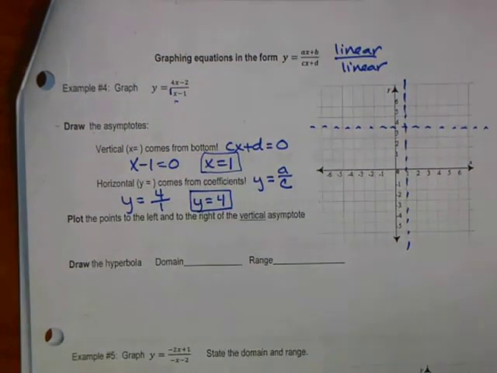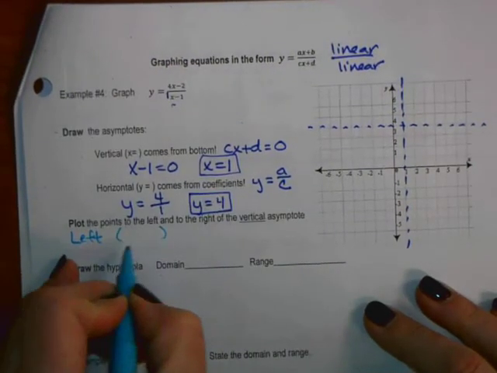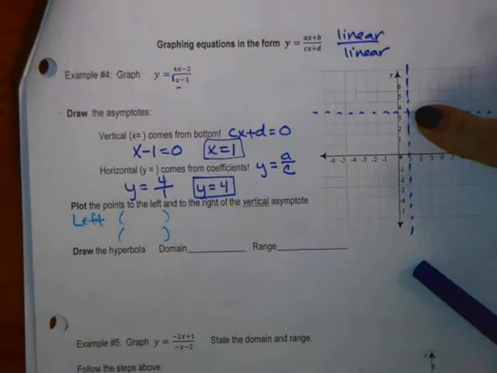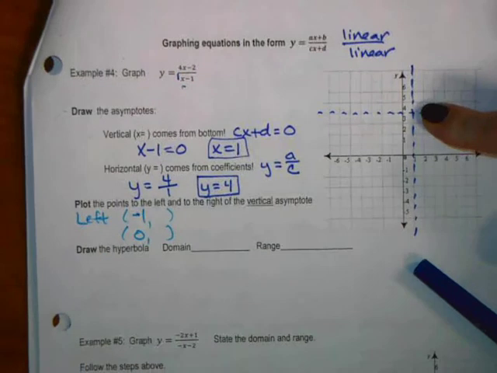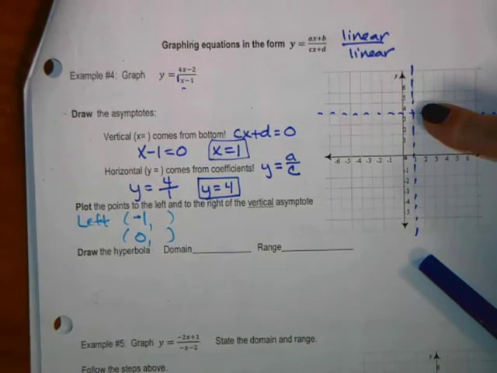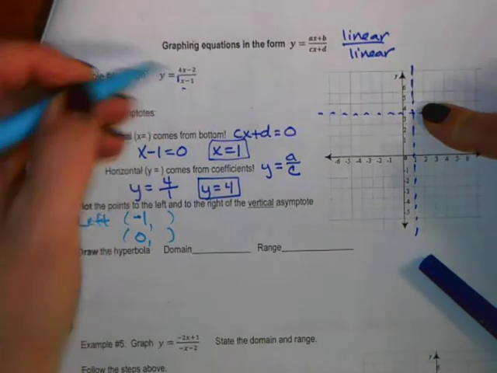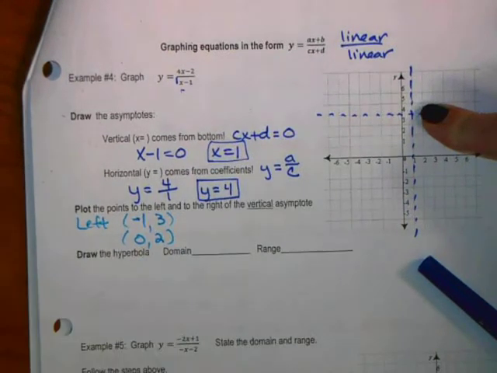Now you do the same process. You plot points to the left and to the right of the vertical asymptote. Those are the x's that you pick. I'm just going to pick a couple of points to the left, which has to be less than 1. So I picked -1 and 0. Then you plug those in and you find out that -1 would give you a 3 and 0 would give you a 2.